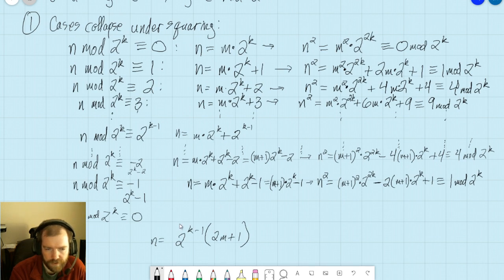And if we try to take out 2 to the k, then we're going to be left with m plus a half. So then that is not an integer because m is an integer. So we've got to leave it out and be separate.